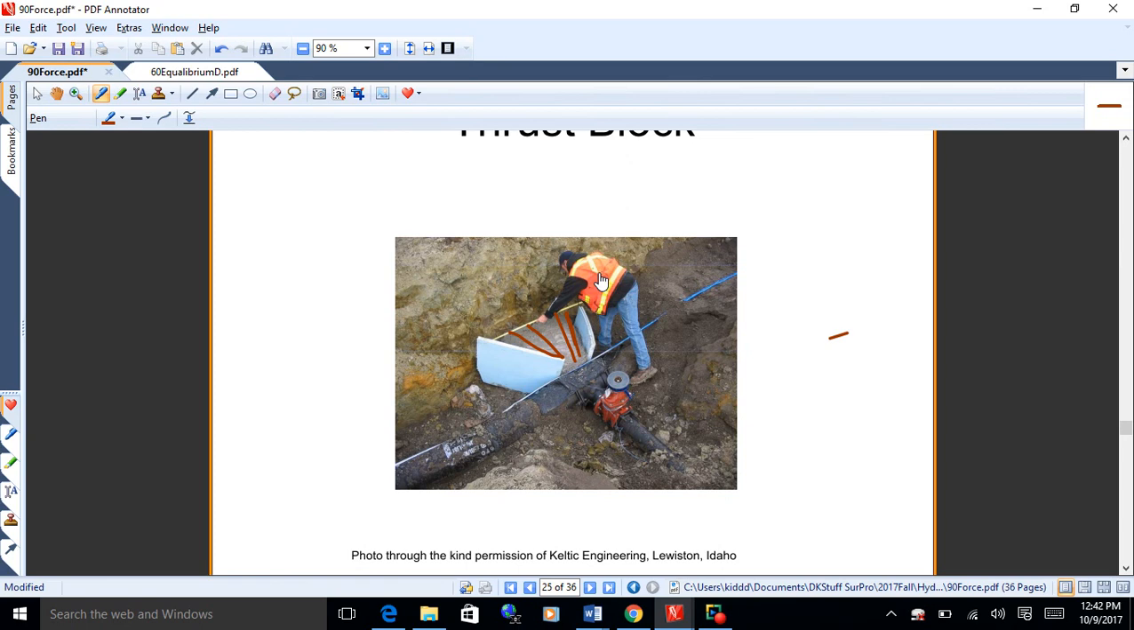See, the problem with thrust blocks is they're big chunks of concrete. If you have to get in and work on that valve, now you've got to get a jackhammer or something and chip that thing off, which ain't exactly fun. So they try not to use them these days, but they're still a cheap, effective way to reinforce, so you'll see them a lot.